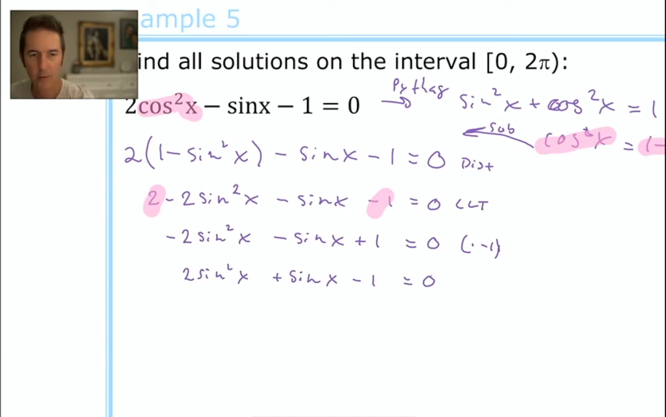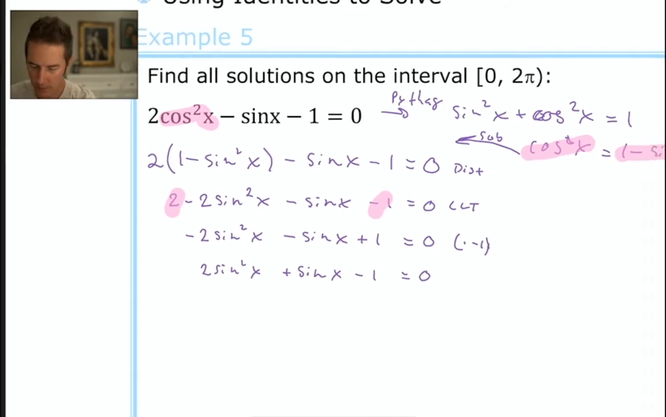And again, I did that so that my leading coefficient became positive. Now I'd like to factor this. This is looking strangely familiar. 2 sine squared x plus sine x. Does anyone else think this looks familiar?